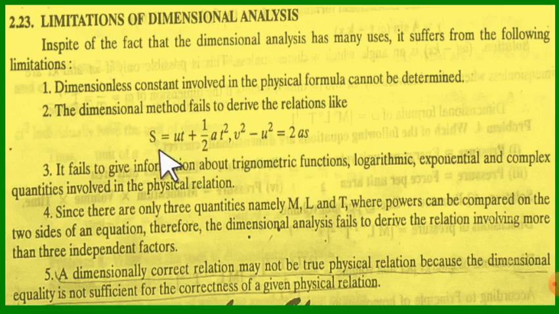We can derive it in a way: s will be equal to ut plus at square, but not this half. Here also v square minus u square is equal to twice as. We can't derive such relations involving dimensionless constants.